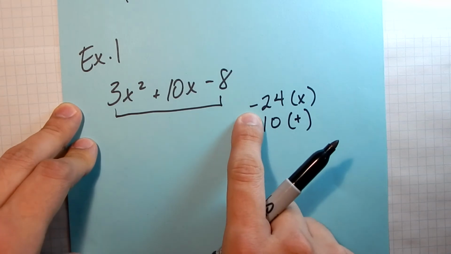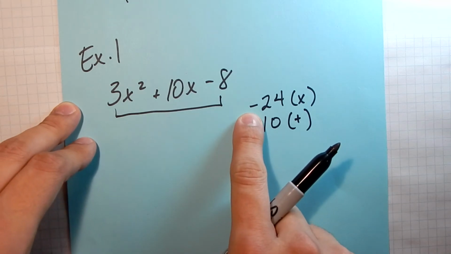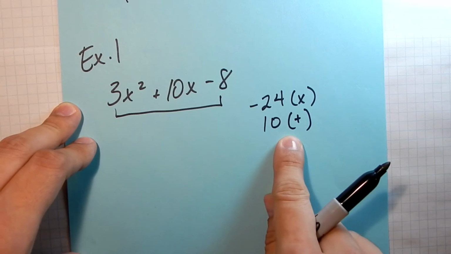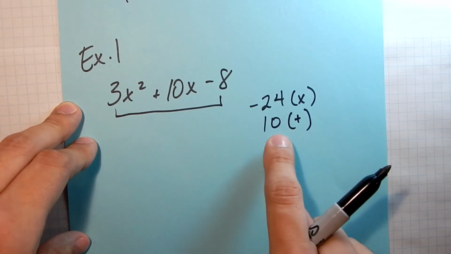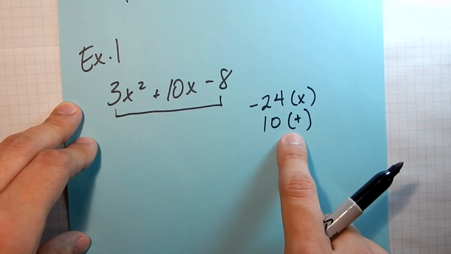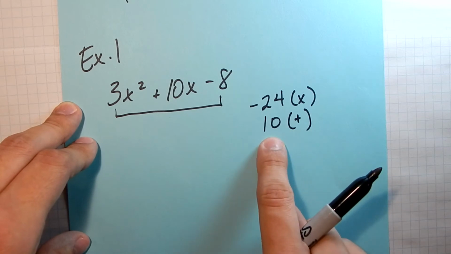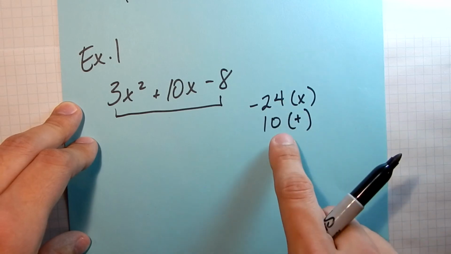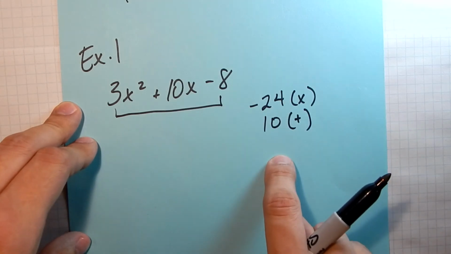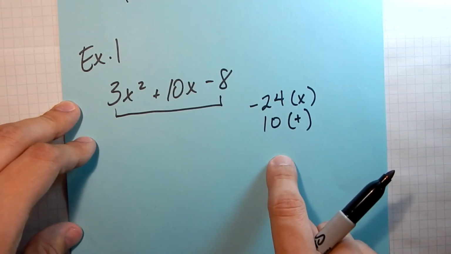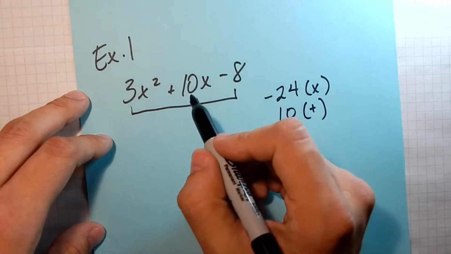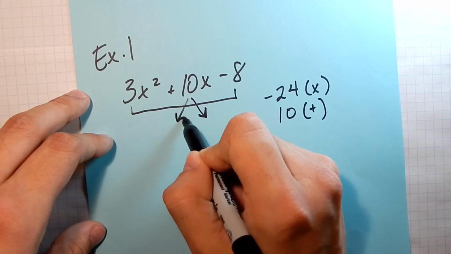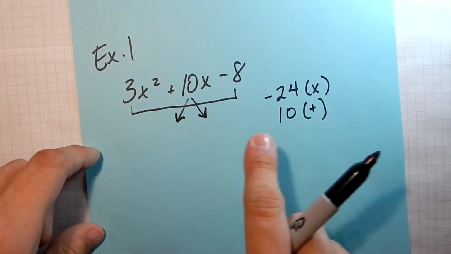Now, since this is a negative 24, the 10 is going to be how far apart our numbers are. That actually helps us out quite a bit. So we're looking for numbers that are 10 away from each other and are also factors of 24. The only ones I can think of that do that are 12 and 2. So how do we use that information? What we're going to do is take this 10x and split it into 2 different terms.